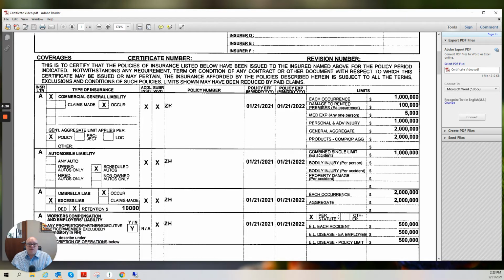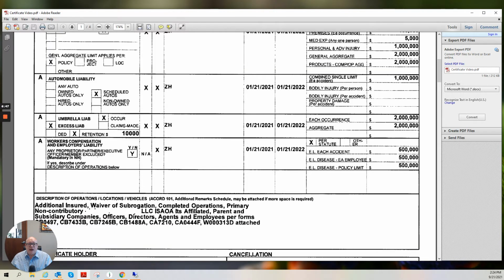And these boxes, we always check per statute because we're writing it in accordance with Minnesota law in this case. So they have statutes. It's not manuscripted. And in this case, 500,000 limits is minimum to be able to get this $2 million umbrella that's above here.